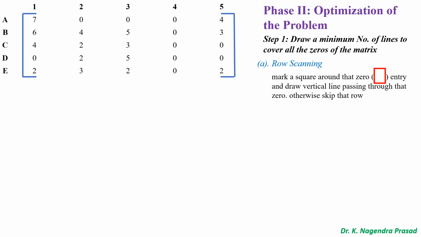So in the first row, we have 2 zeros. Then we have to skip the first row. Then observe the second row. In the second row, we have only 1 zero. Then we have to mark a square around the zero and draw a vertical line passing through that zero.